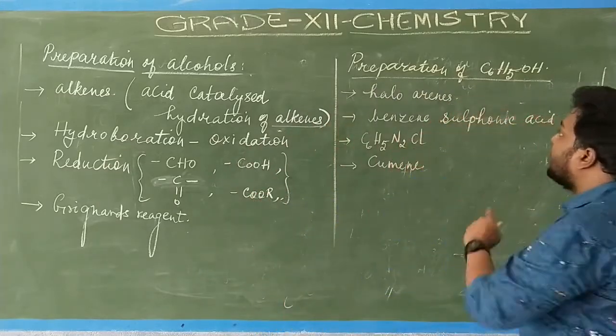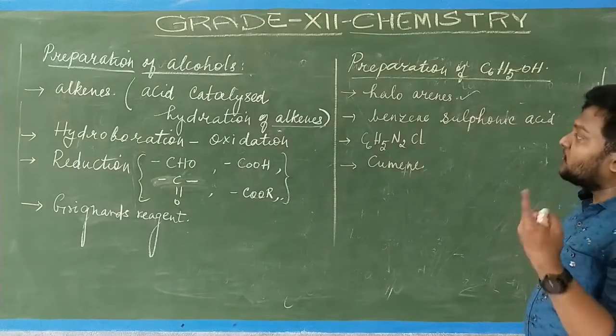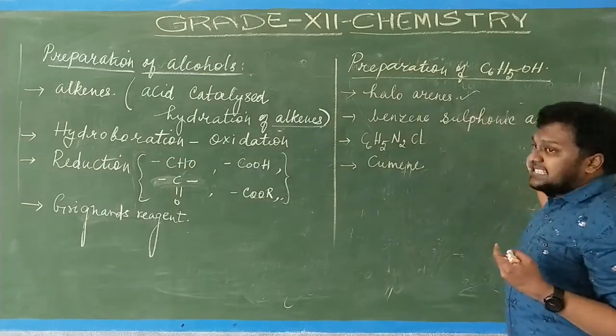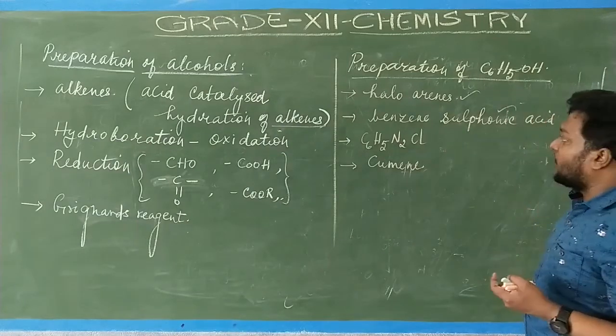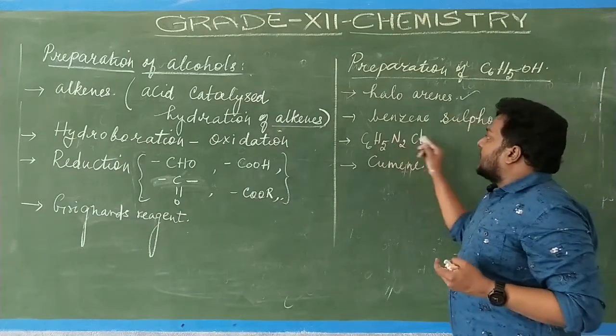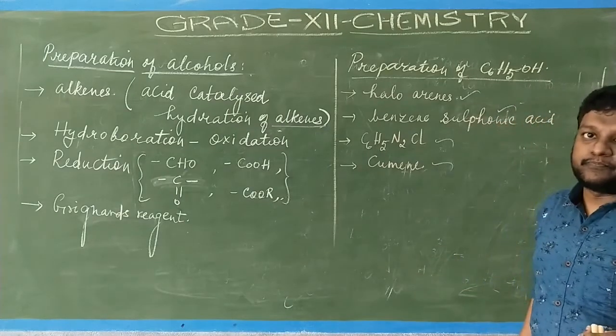Now preparation of phenol: from haloarenes. When we write the equation, I will tell you the formula. Benzene sulfonic acid, that also we will study when we are writing the equations, and benzene diazonium chloride, and the last one is cumene.